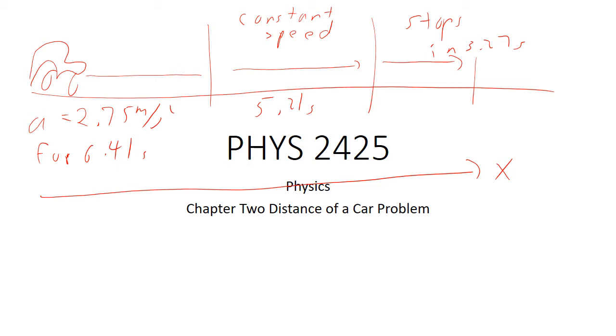Okay, so we know we have equations. x equals x naught plus v naught t plus 1/2 a t squared, and v equals v naught plus a t. Okay, so the question is now, how do we use those equations?